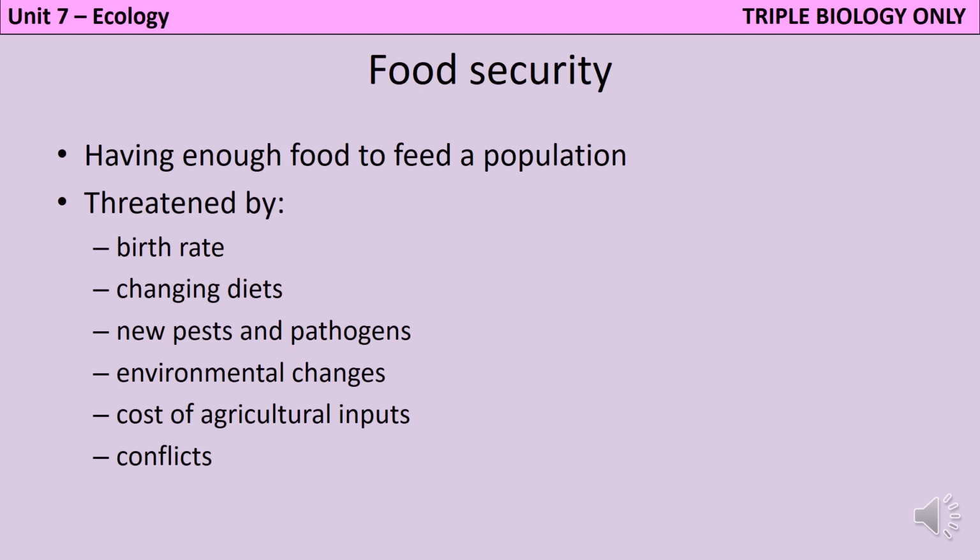It's possible to feed far more people on a vegetarian diet than one in which people are consuming meat every day. Also, there are new diseases that affect farming and environmental changes like droughts, which lead to crop failure and famine. The cost of agricultural inputs like NPK fertilisers can be prohibitive and make it really hard to produce affordable food, and also conflicts like civil wars can affect the availability of food and water.